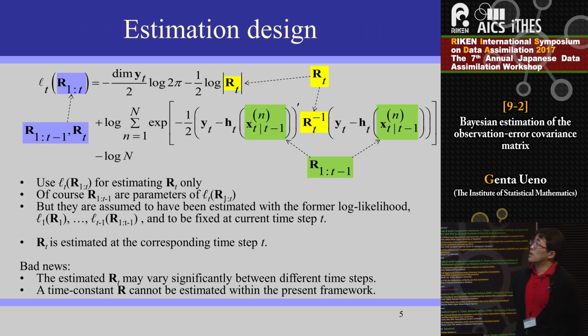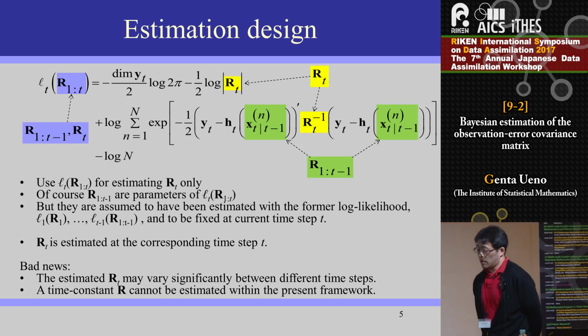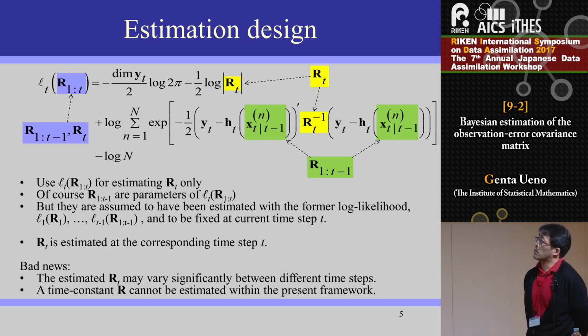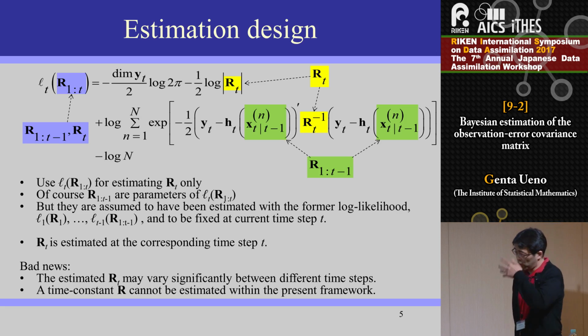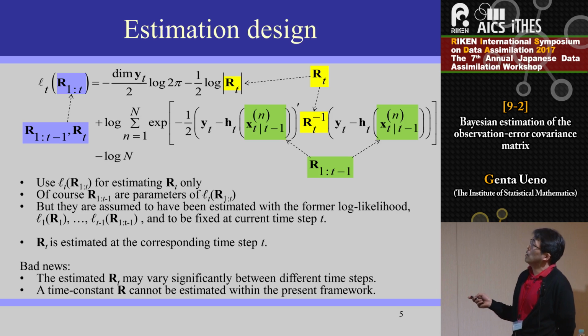So I showed the estimation design. I showed the likelihood function in the previous slide, but this formulation cannot be directly used for estimation of R. I'll explain the reason here. L_T, the likelihood function at time step t, is written like this. And L_T is a function of R1 to R_T. Then R1 to R_T can be decomposed into R1 to R_{T-1} and the final time step R_T.